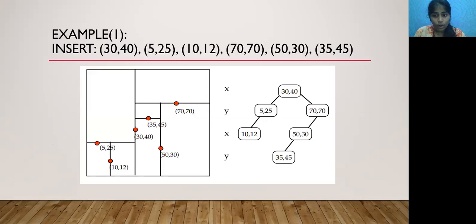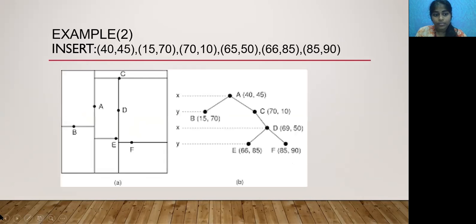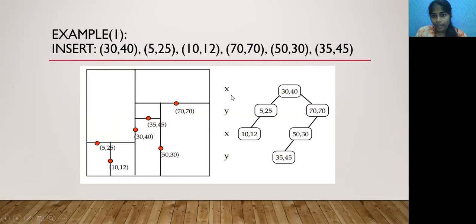Here is an example of inserting numbers into the k-dimensional tree. Let us have a look at this example. The points are 30,40; 5,25; 10,12; 70,70; 50,30; 35,45. 30,40 is the root node, and this level is x, this is y, this is x, this is y. If we have more nodes, it would be xy, xy, xy, and so on, depending on the number of nodes we have in the tree.